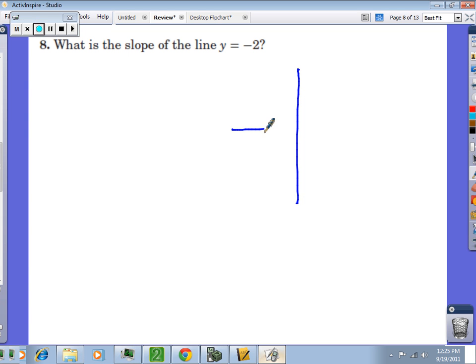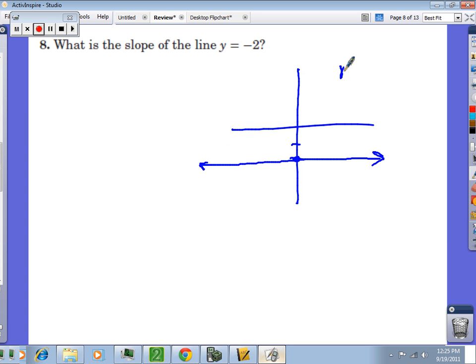Alright, if you draw a picture, y equals negative 2. This is one of the special functions you just got to memorize. Y equals negative 2. Here's your y-axis. Negative 2 is right there. It will be a horizontal line through that point.